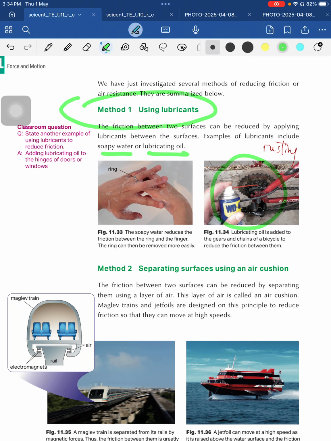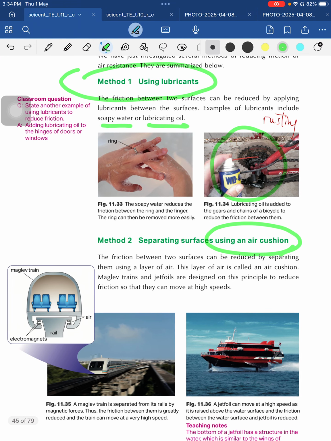Another method to reduce the resistance is by means of an air cushion, just like the experiment in part 2. We try to float the object on top of the surface by means of air. This part is called an electromagnet. Because there will be the same magnetic pole here, maybe N, they repel each other to make the train float on top of the track, and then it can move much faster.